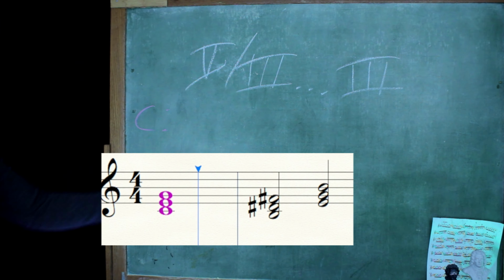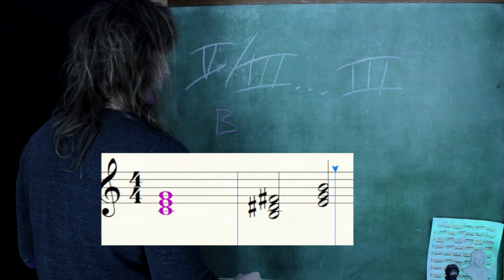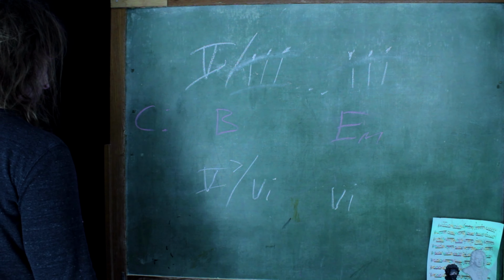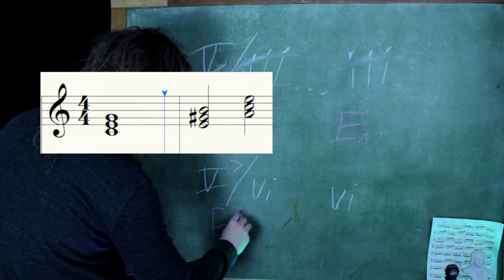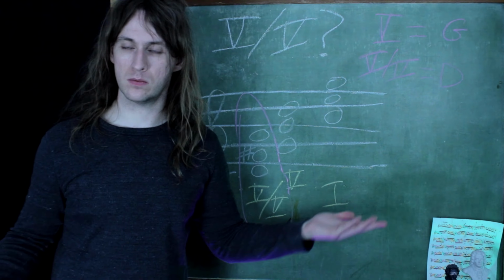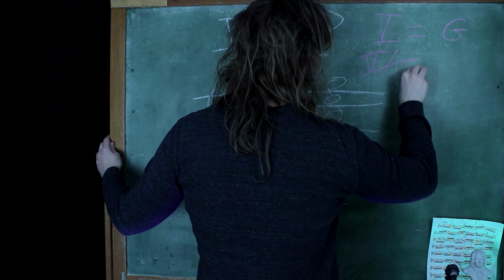We can do things like a 5 of 3, or a B major chord, and resolve that to the E minor chord. We can do a 5 of 6, which would be an E major chord, and we can resolve that to the A minor chord. The same ordeal can work for minor keys as well, and it's going to be especially fun when you start doing things like modulation.